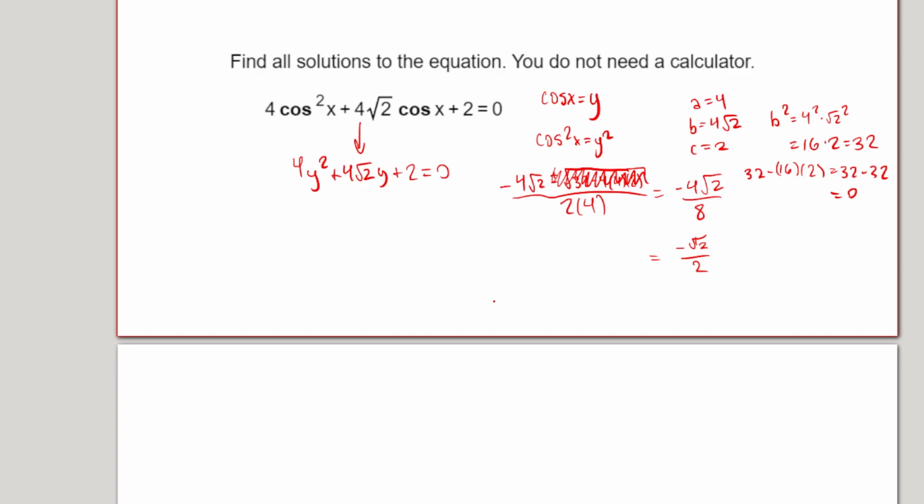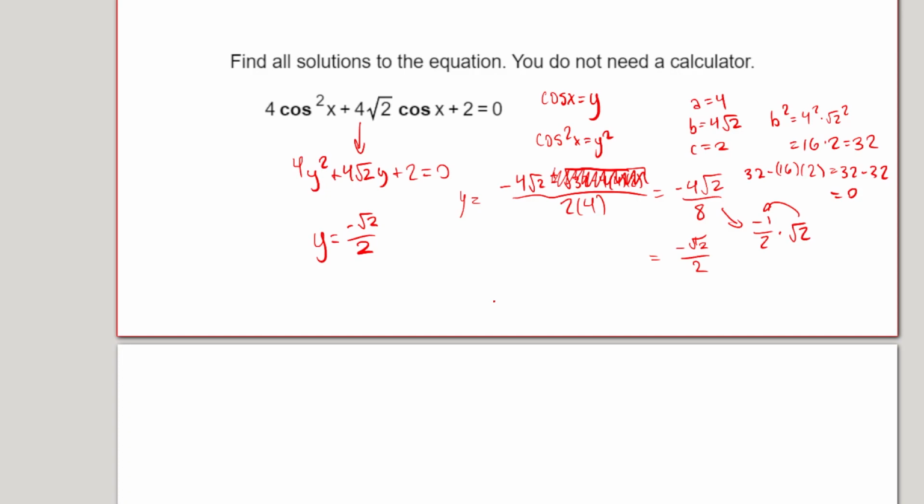So, well, let me write out the steps. If we simplify negative 4 over 8, it's just going to be negative 1/2, and then we have the square root of 2, and then we can put the square root of 2 on the top. So we'll have negative square root of 2 over 2. Now, this means that we have y is equal to negative square root of 2 over 2, right? Because when you do the quadratic formula, that means that y is equal to this.